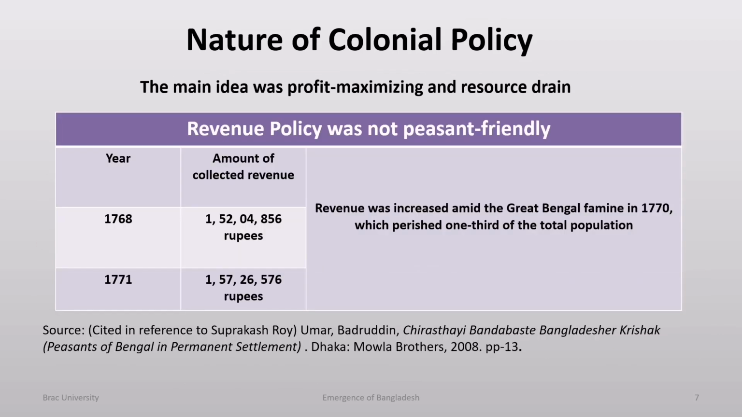As British East India Company was a trading company, their revenue policy under the dual system was not peasant-friendly at all. The slide shows that the company increased the amount of tax even during the years of the Great Bengal Famine in 1770, where 10 million people of Bengal perished due to starvation. But still, the colonial power remained totally indifferent.